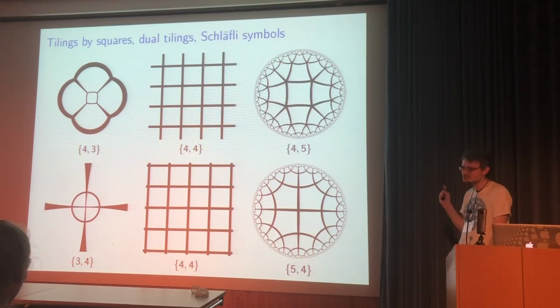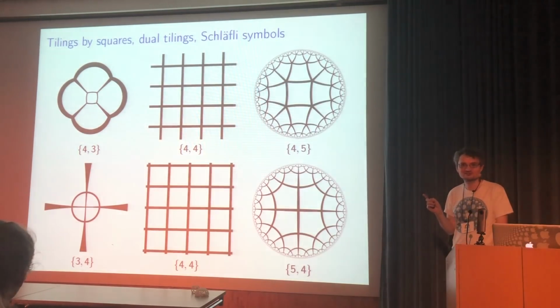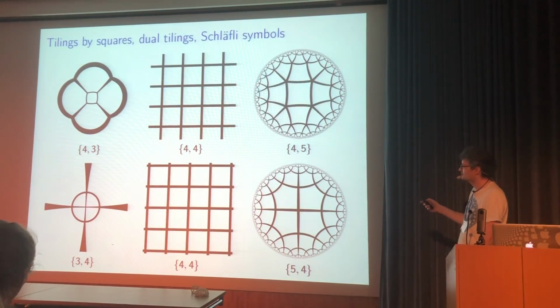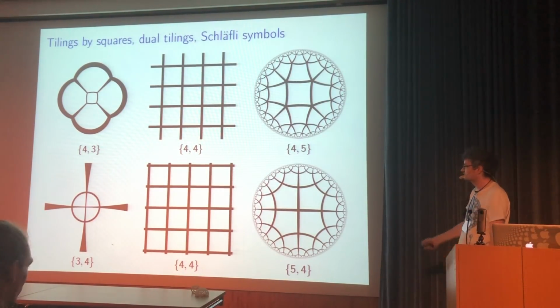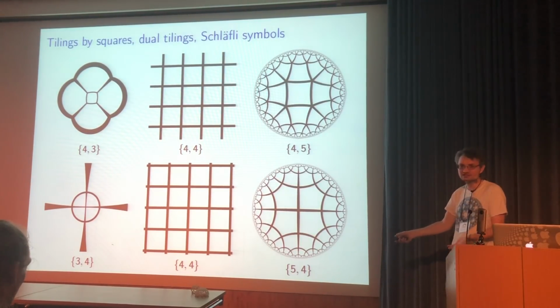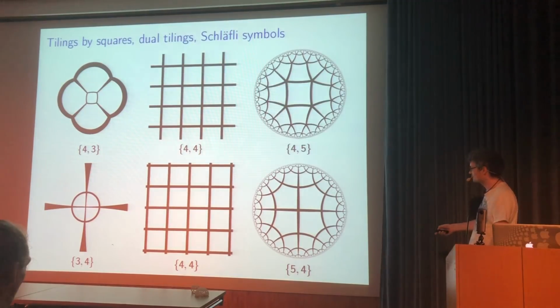The one thing to notice, maybe you can wonder to yourself about why this is true: the duals of these tilings, you reverse the Schlafly symbol. So the dual of the Euclidean square grid is the same tiling, but just shifted. And here you've got a vertex that has 5 squares around it. Well, that's going to turn into a pentagon.